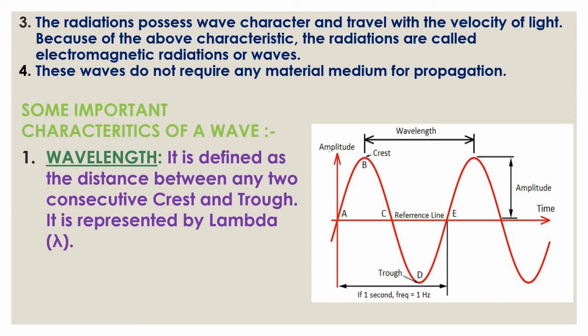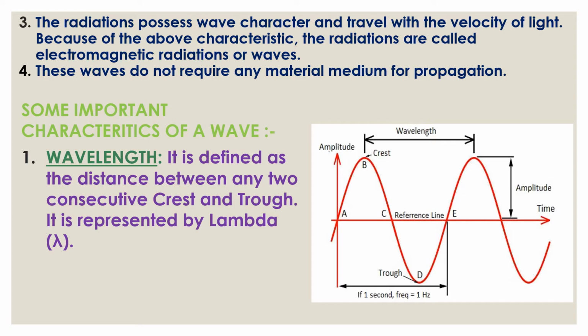So these are the most important points of electromagnetic wave theory. The first one is about radiant energy. The second is about electric and magnetic fields oscillating perpendicular to each other. The third is about the radiation possessing wave character, and the fourth and last is that the waves do not require any material medium for propagation. For example, the rays coming from the sun reach us through space, which is a non-material medium. It is reaching the earth.